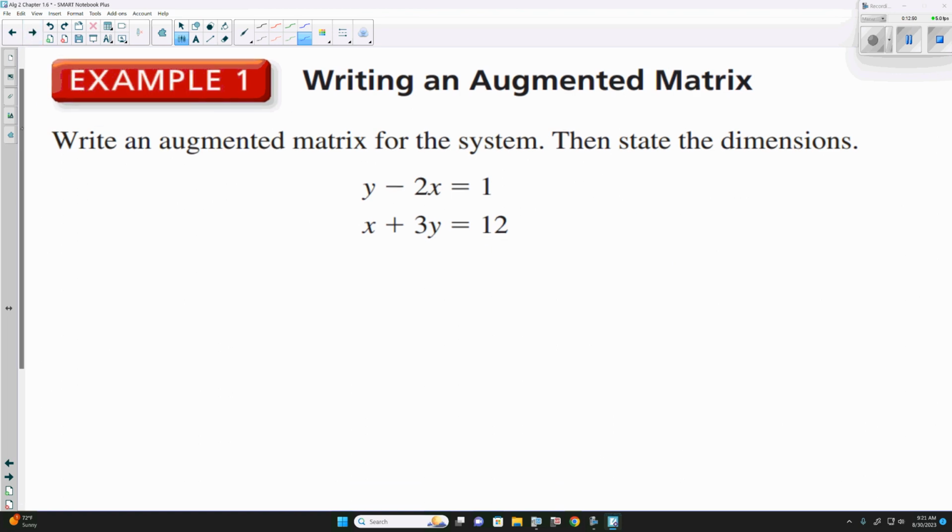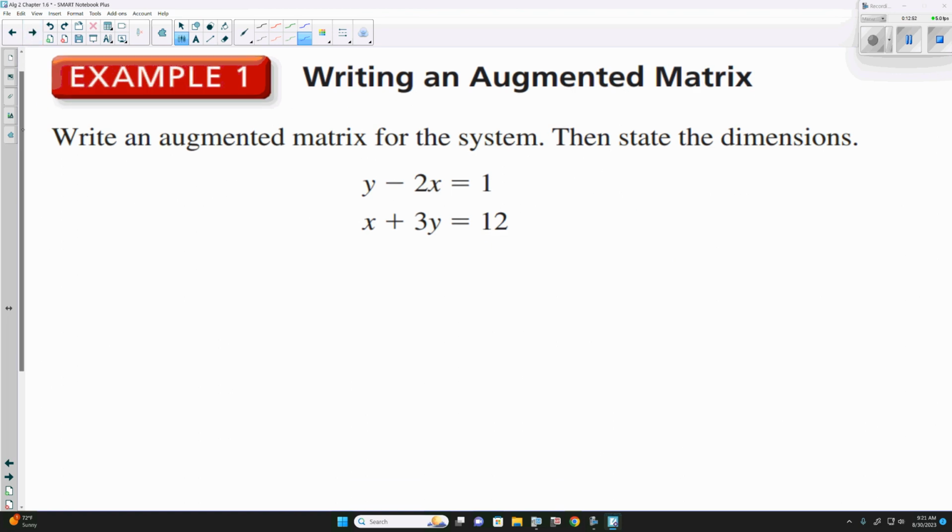Now, we're going to look at these here. We're going to write an augmented matrix, stating the dimensions first. When we write an augmented matrix, we need to make sure the variables are lined up. And if you don't have a graphing calculator, you're going to need one. We're going to be using those.